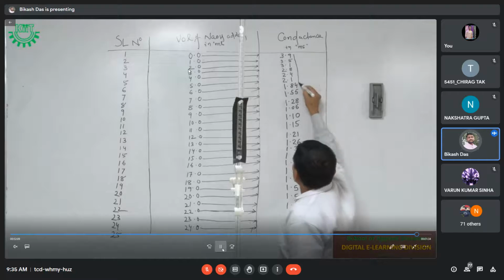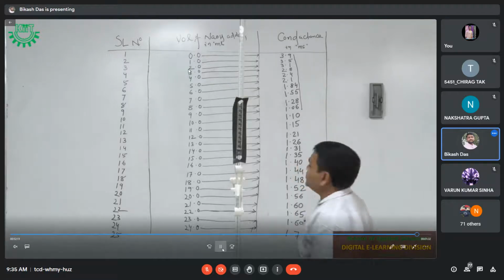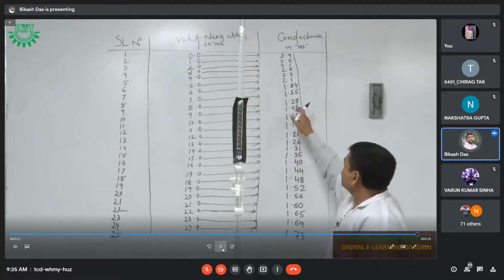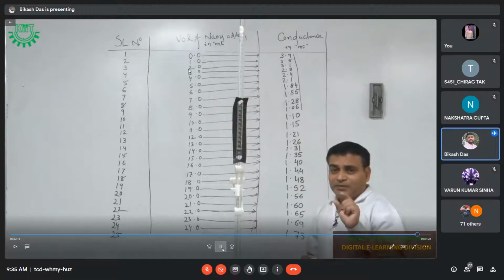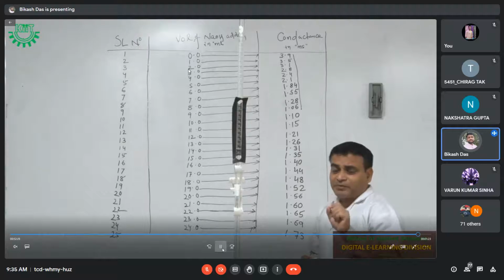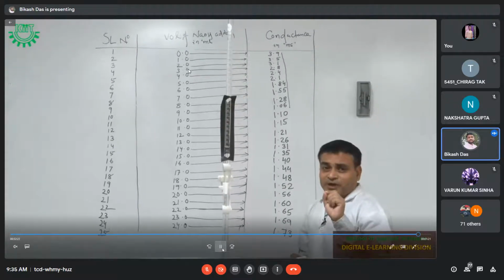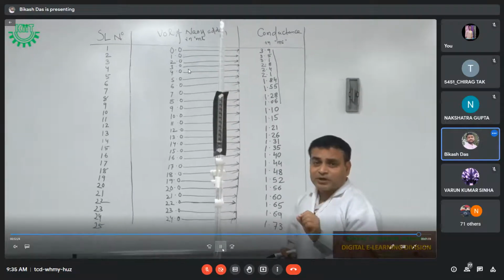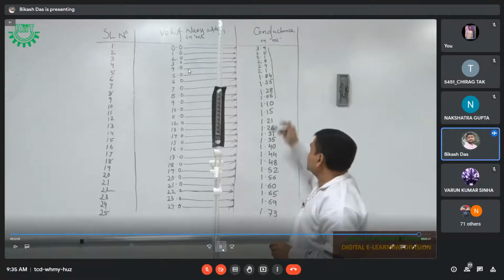It starts increasing from here, and after that it keeps increasing. This end point is what you take to make the graph, and from the graph you can find the neutralization point. Are you getting me, class?